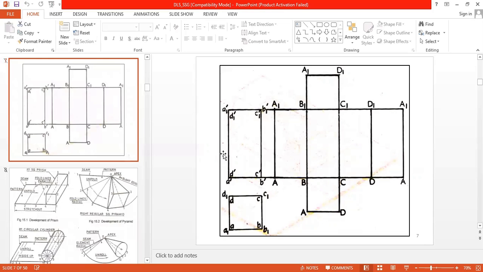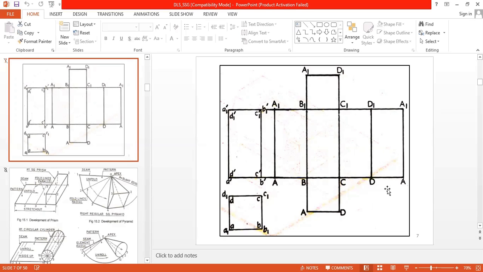If the square prism is given, the front view of the square prism is a rectangle, and the top view of the square prism is a square. In the DLS, if the side of this square prism is 50 mm, then the total development is 50 into 4. That means we have to take a 200 mm distance here for the development, from A to A. In that, there are side AB, side BC, side CD, and side DA. So all the sides are shown here.